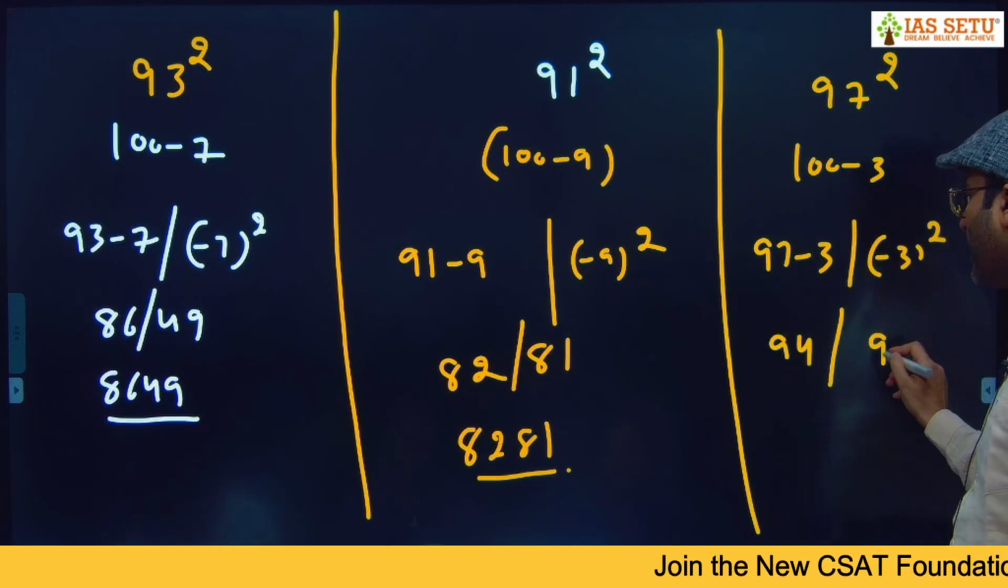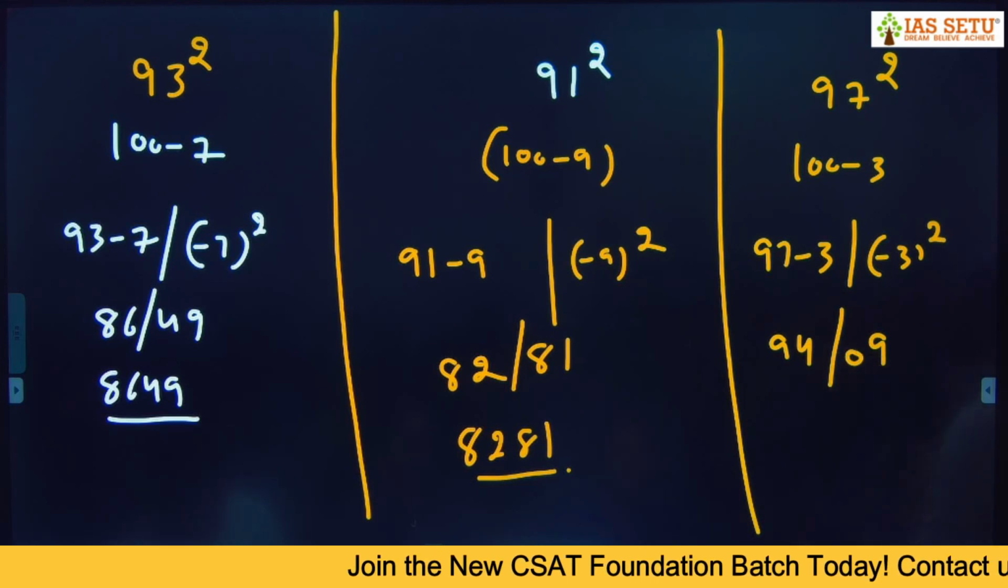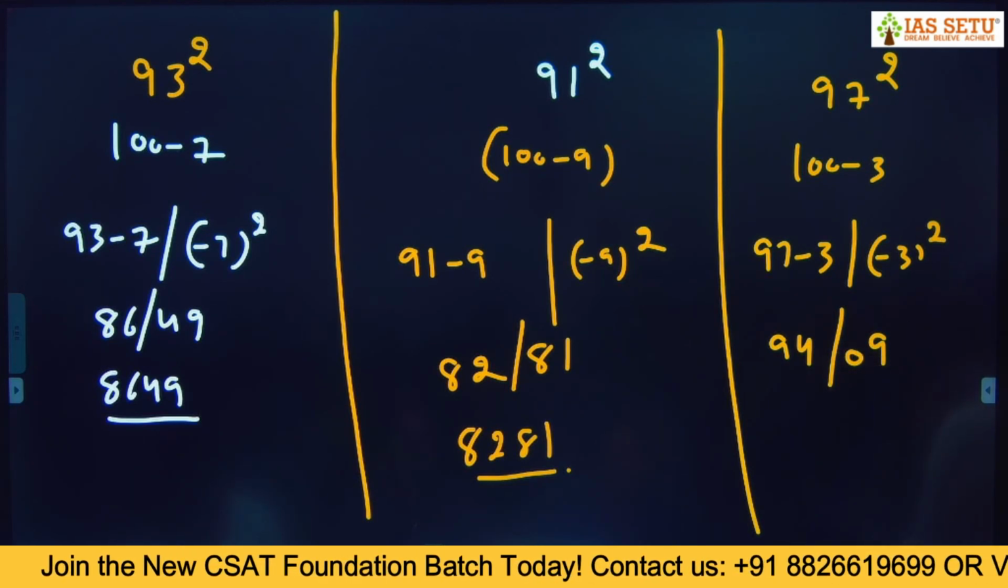Some students write 9 here, but it is fixed 2 digits. If it is 9, better write 09. If it comes 4, write 04. If it comes 1, write 01. Right side is fixed for 2 digits.